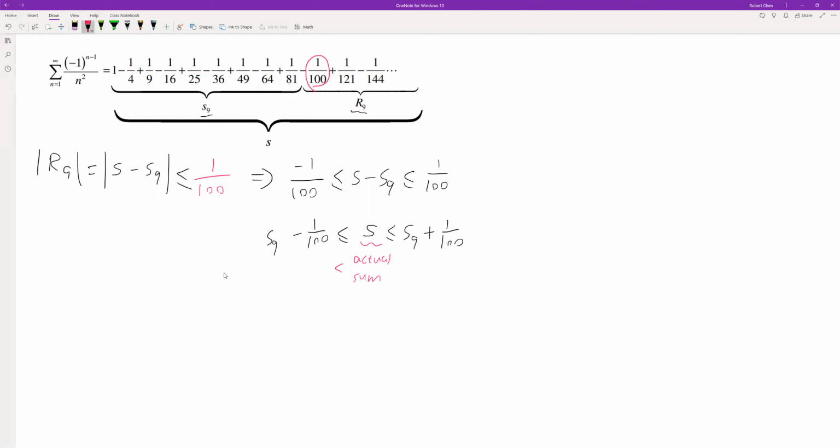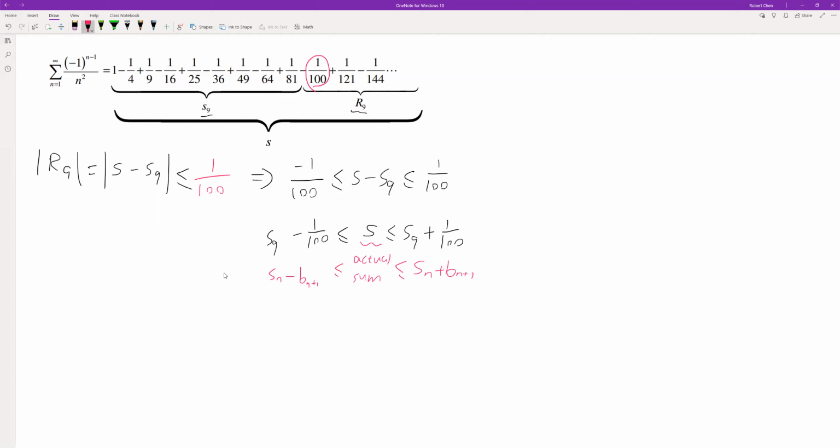So let me write that in terms of the notation: Sn minus b(n+1) and Sn plus b(n+1). Okay, so this is what we saw earlier, just putting that in context of this problem.